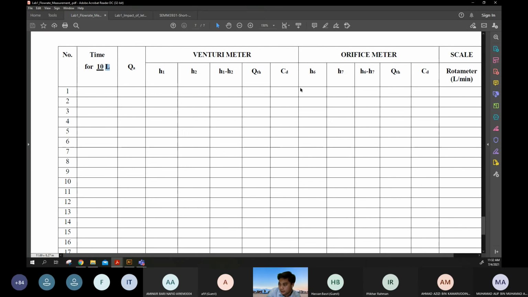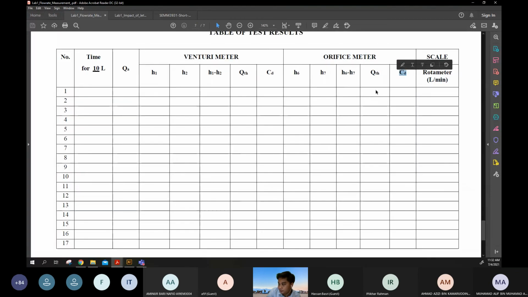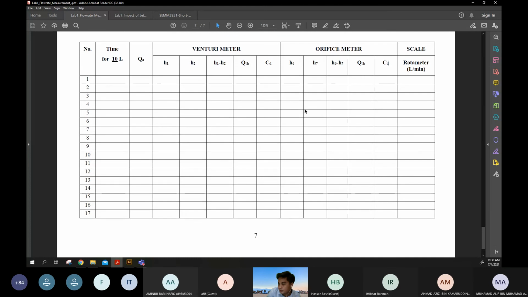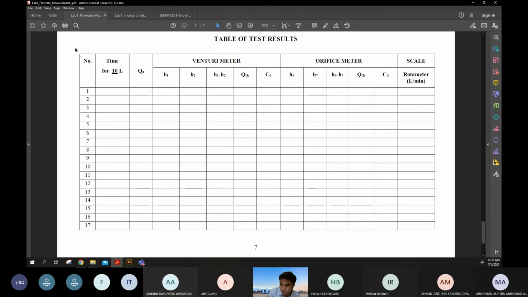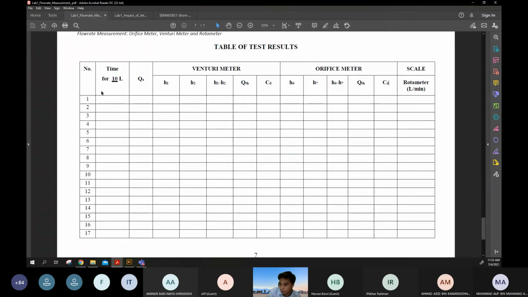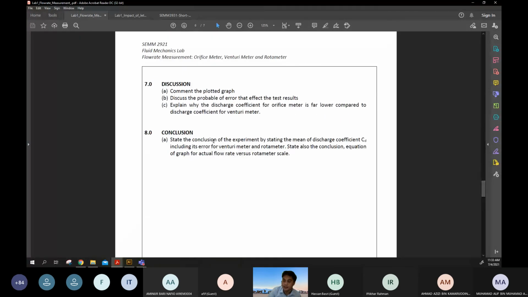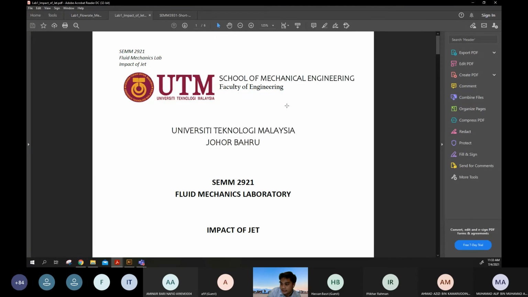All right, for the orifice meter, we're going to give you H6, H7. This one you calculate, as well as this one and this one. For the rotameter, we're going to give you the values. I think this is very simple, not so complicated. Once you fill up this one, please answer back your discussion. Simple.